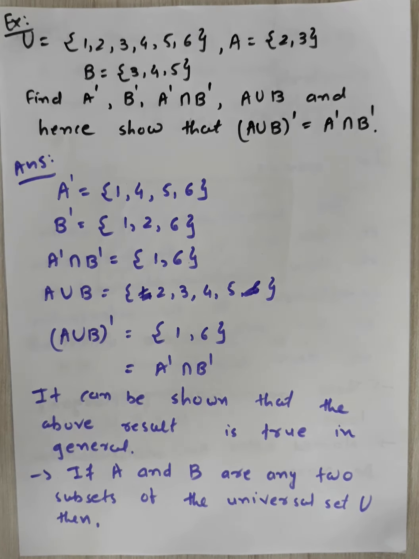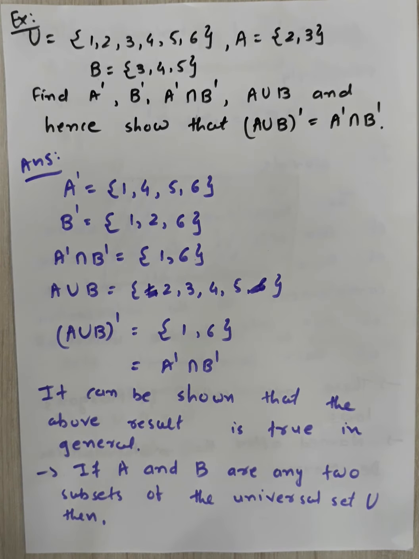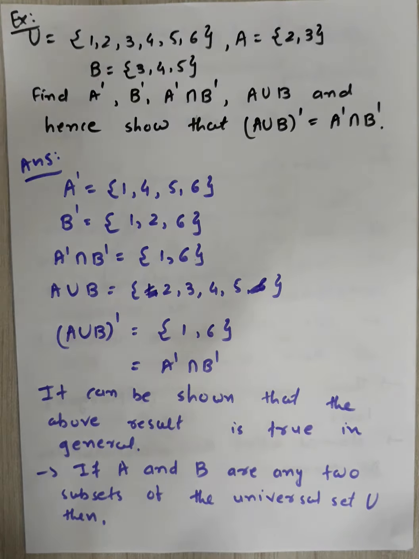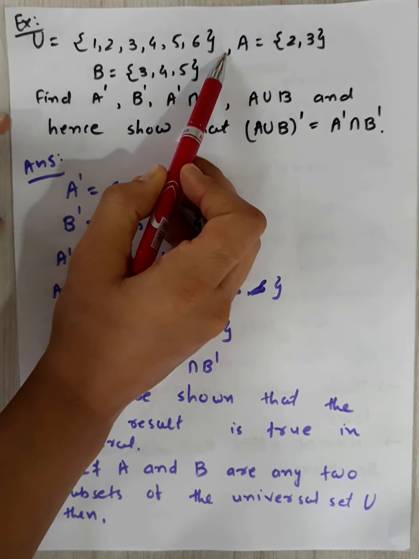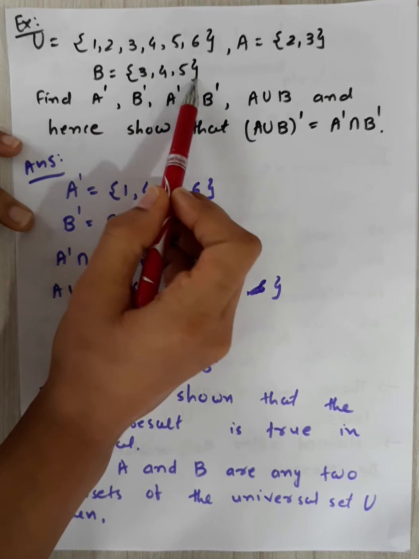Hello students, today we will study more about the complement of a set, its properties, and different laws regarding complement. With the help of an example, we will see the first law. The first example is U is equal to {1, 2, 3, 4, 5, 6}. This is our universal set. Then A is equal to {2, 3}, B is equal to {3, 4, 5}.